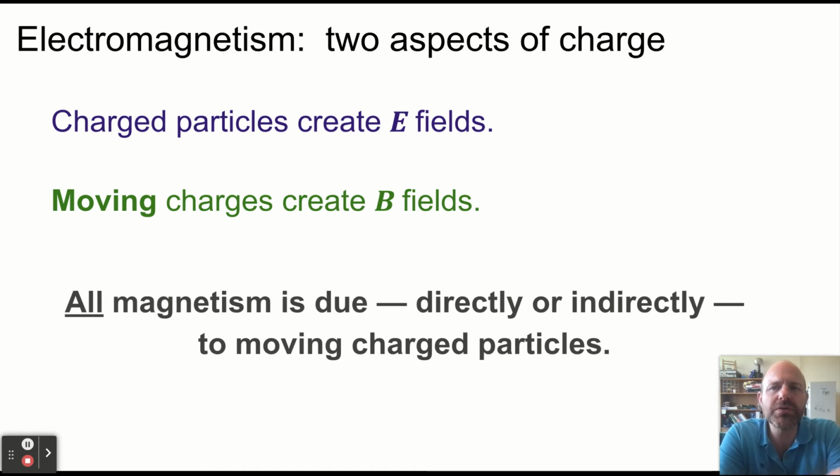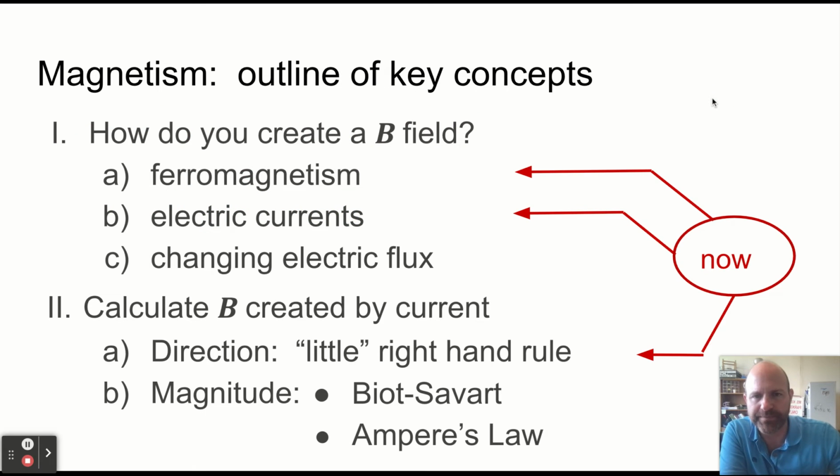When it comes to electromagnetism, there are two things we need to think about. The first is the electric field, which we've already learned a lot about. And that is that charged particles create electric fields. The new thing is that moving charges create magnetic fields. And so all magnetism, as well as all electric effects, are directly or indirectly related to charge, and specifically for magnetism, to charged particles that are moving. If they're still, they don't do this.